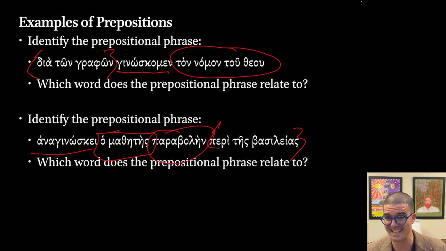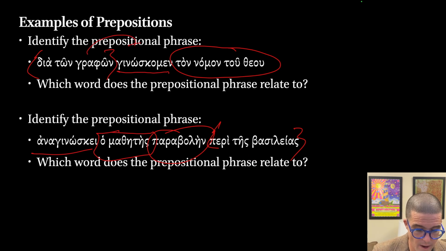And so our very last thing to do here before we close out with a high five is to guess which word the prepositional phrase relates to. So in this case, it is not the verb. In this case, it's the noun, parabolēn. So the disciple reads a parable about the kingdom. So whereas up here we had through the writings modifying know, the verb, here we have concerning the kingdom modifying the noun parabolēn.